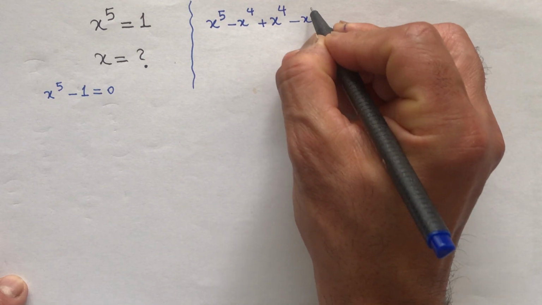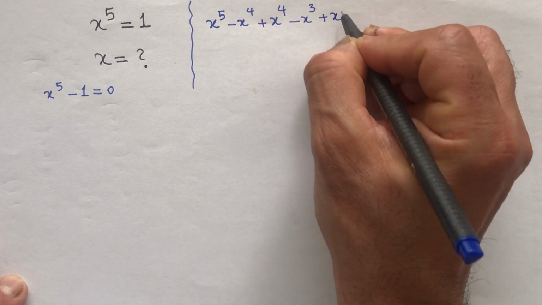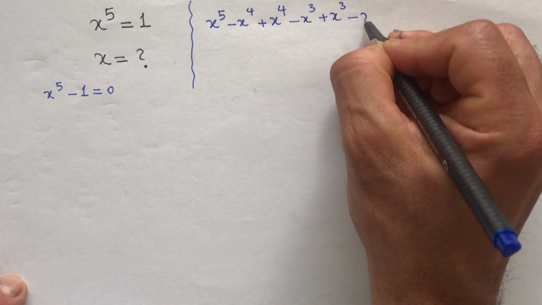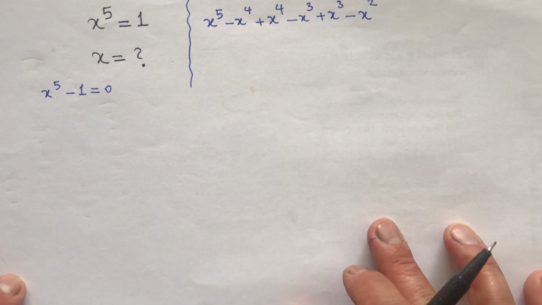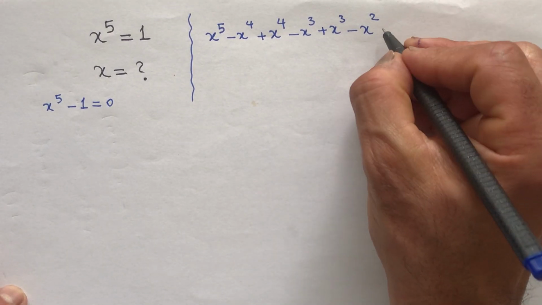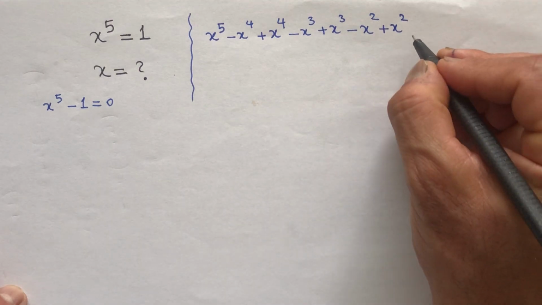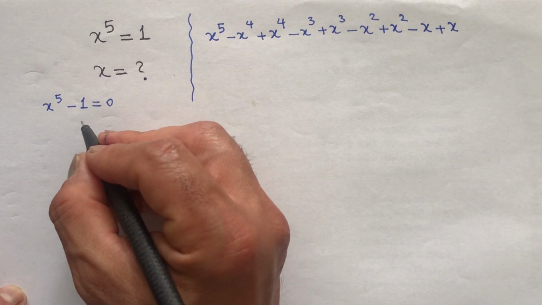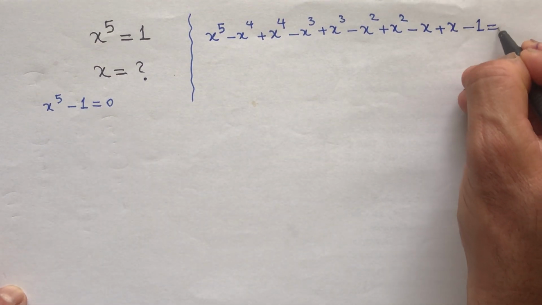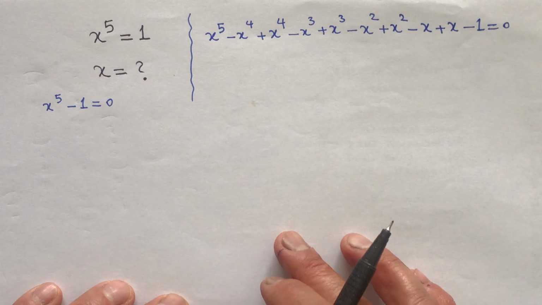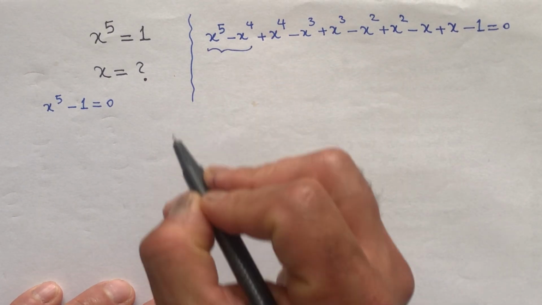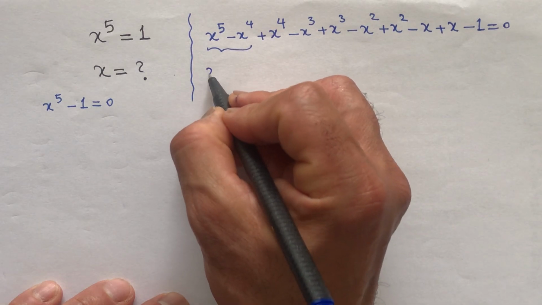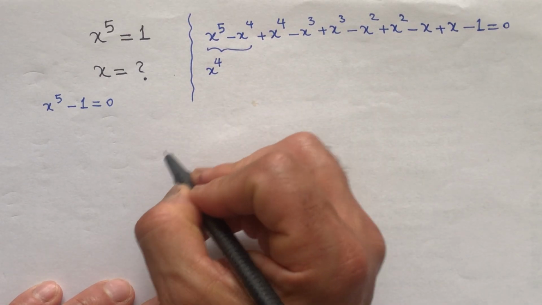Again, minus x cubed plus x cubed, minus x squared plus x squared, minus x plus x, and finally minus 1 here equals 0. Okay, for the first two terms I can factor out the x to the power of 4.